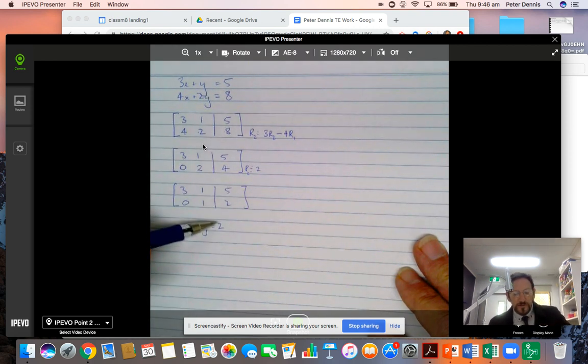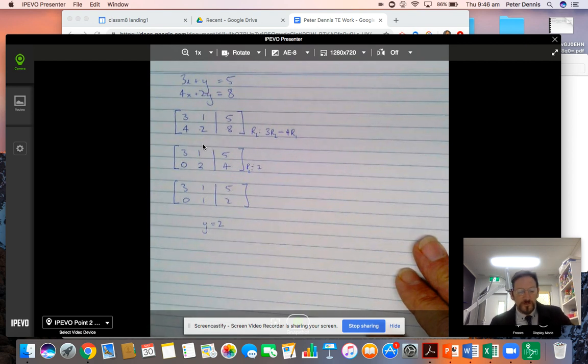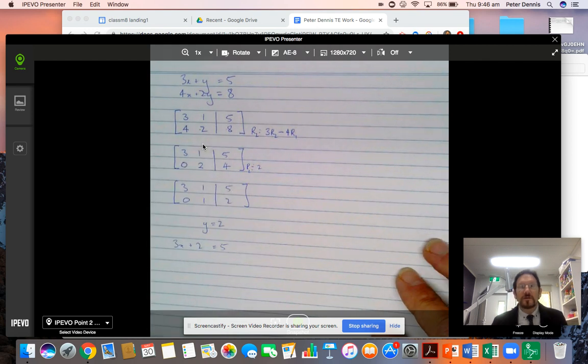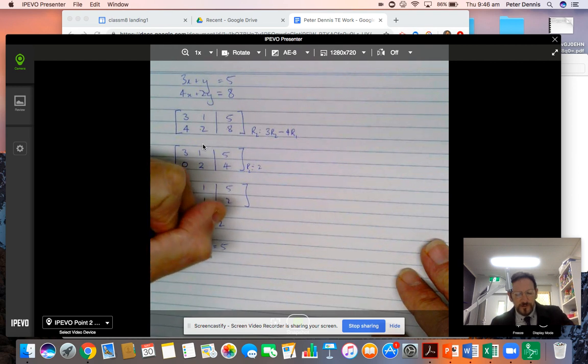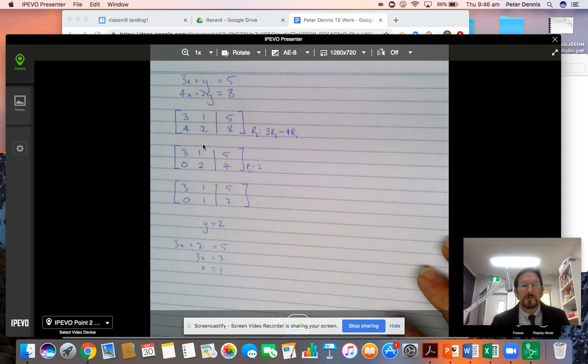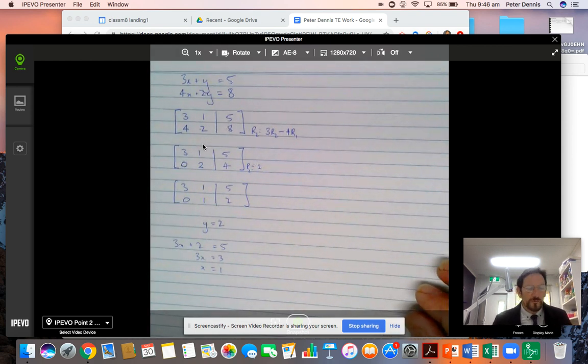Then we can substitute the y equals 2 back in. And when we do that, we get 3x plus 2 equals 5. And that's also fairly easy to solve. 3x plus 2 equals 5, so 3x equals 3, x equals 1. And there's our answer, x equals 1, y equals 2. And we can substitute them back in to make sure they work for both sides. So that's a very simple 2 by 2 matrix.